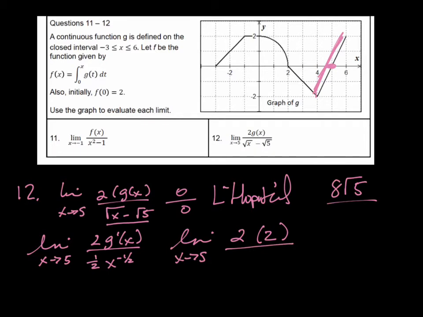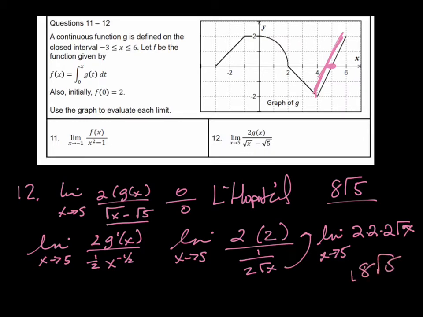Now I'm going to rewrite this 1 over 2 square root of x, so you end up putting that up on the top. So you have the limit as x goes to 5 of 2 times 2 times 2 square root of x, which is 8 square root of 5. So that's how you do those problems for the target practice L'Hopital.